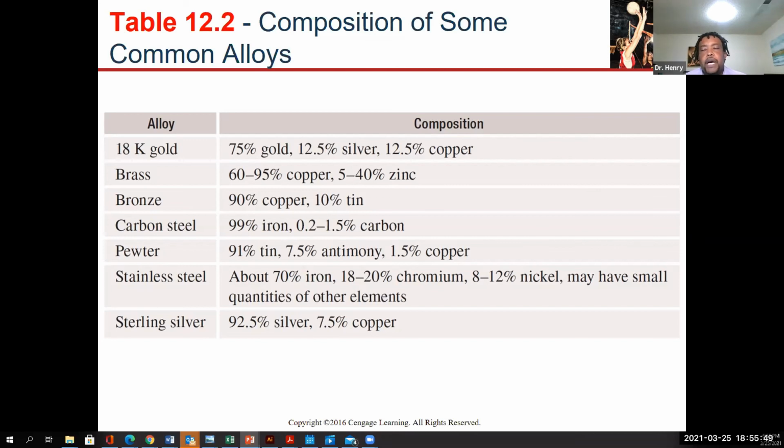So metallic bonds will only occur between metals. The only exception that we know of right now is this guy, carbon steel, which is carbon and steel. Okay, questions, concerns?